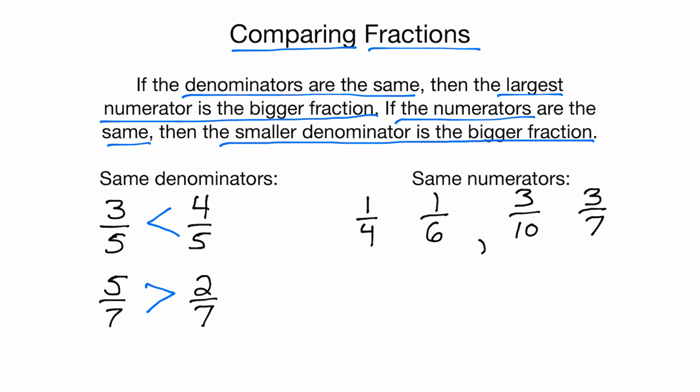Now, in the next examples, we have the same numerators and different denominators. Some students want to look at the size of the denominator and say, if it's larger, then obviously the fraction is bigger. But the opposite is true. In the first example, we have 1/4 and 1/6. So the smaller number means that the whole was divided into larger pieces.